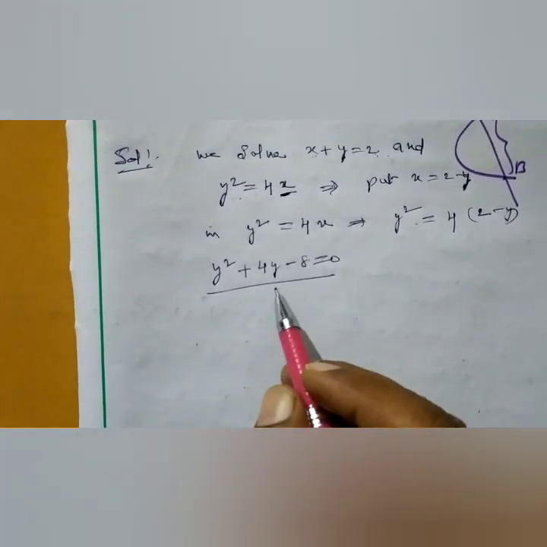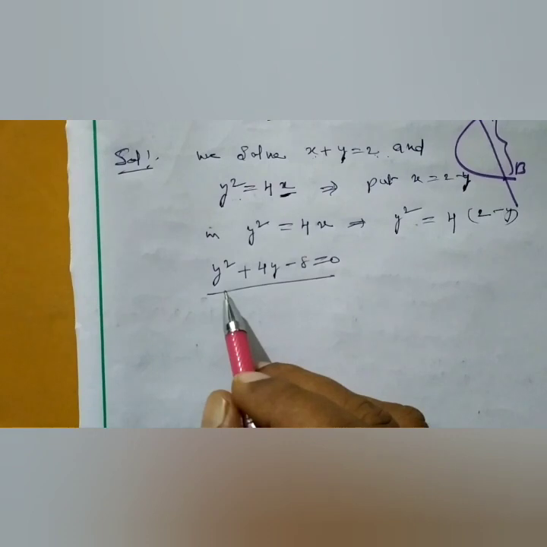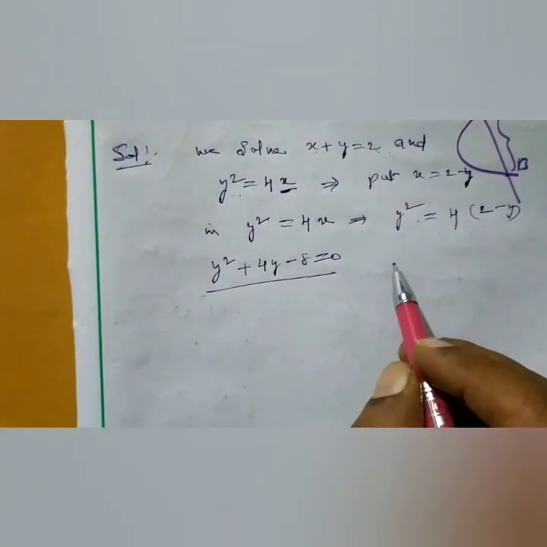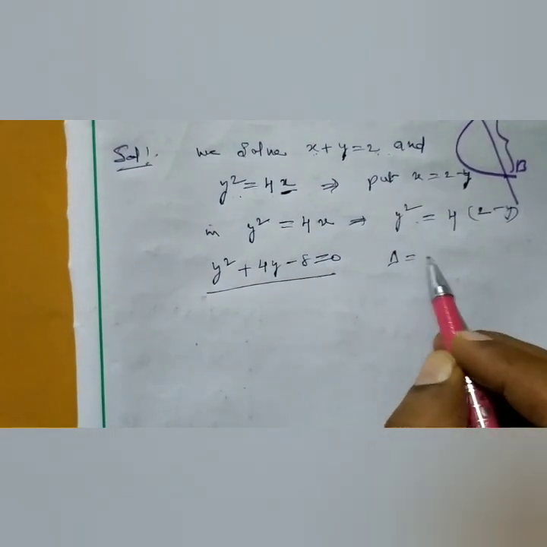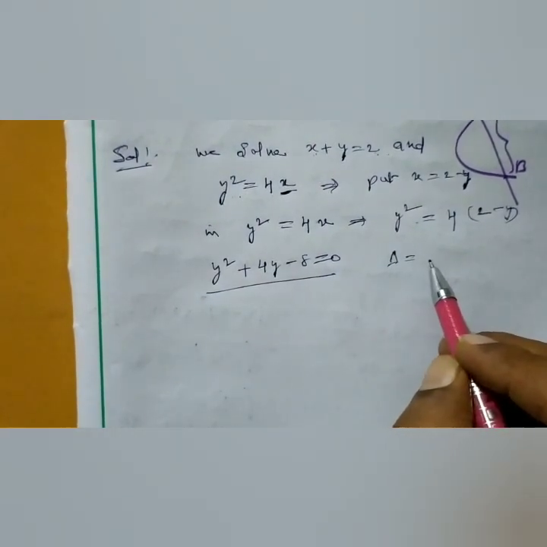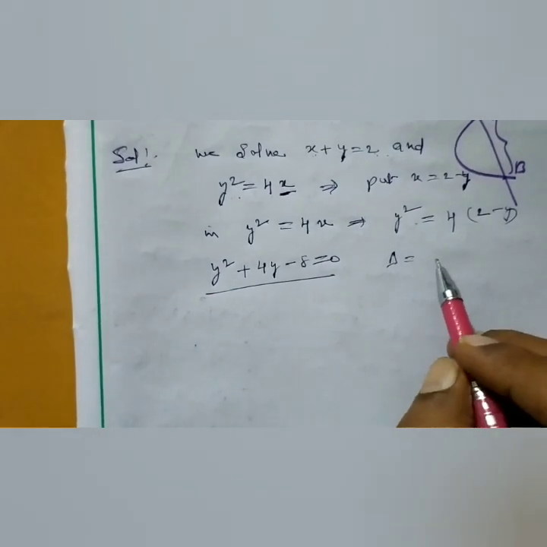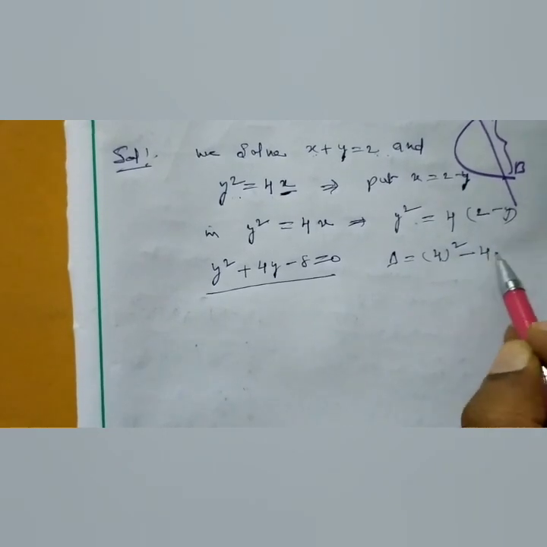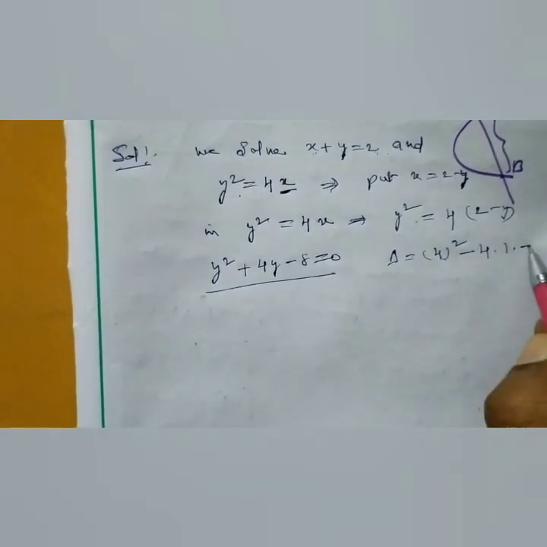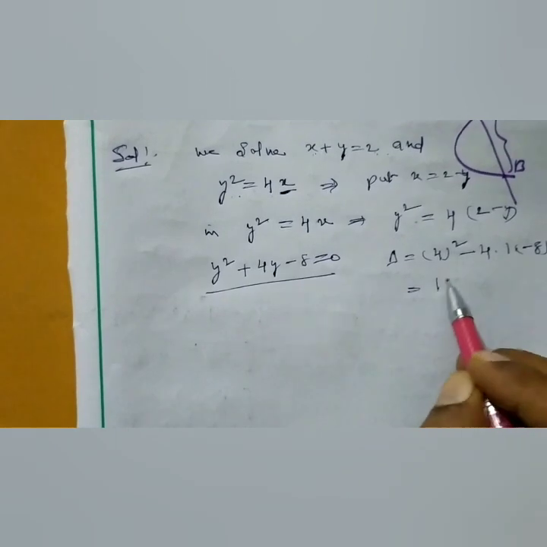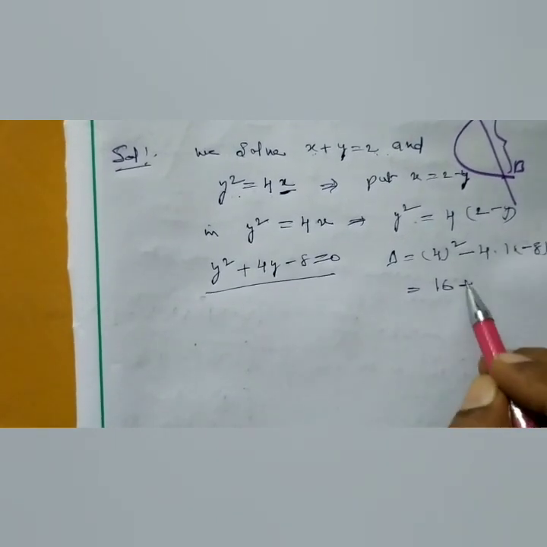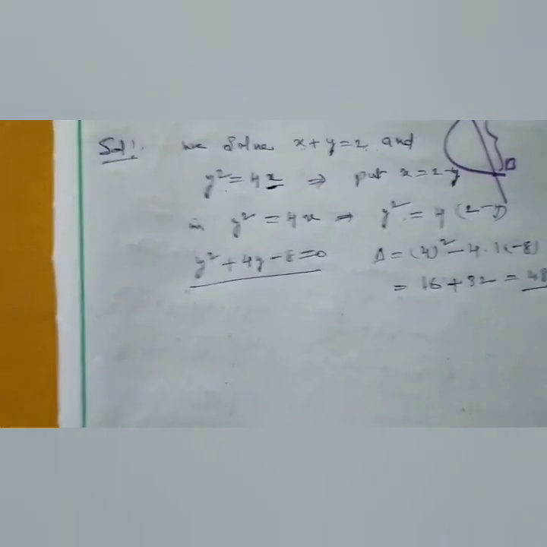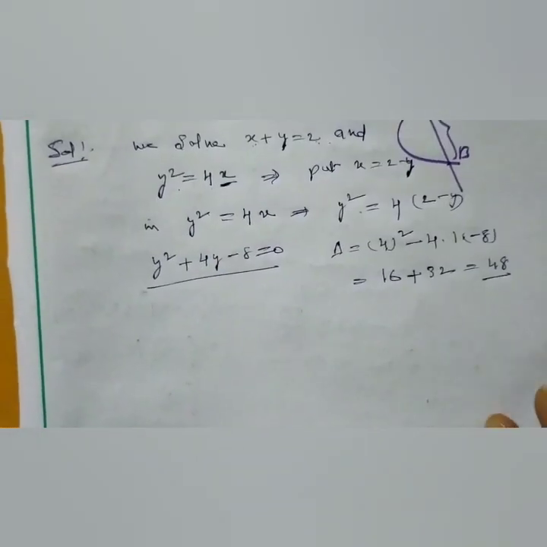Whenever we get this equation, immediately we can apply the formula. Here from this equation, delta, or D, is equal to what? B square minus 4ac. B square means 4 square minus 4 into a, which is 1, c, which is minus 8. That is equal to 16 plus 32, which is equal to 48. So this is the discriminant.